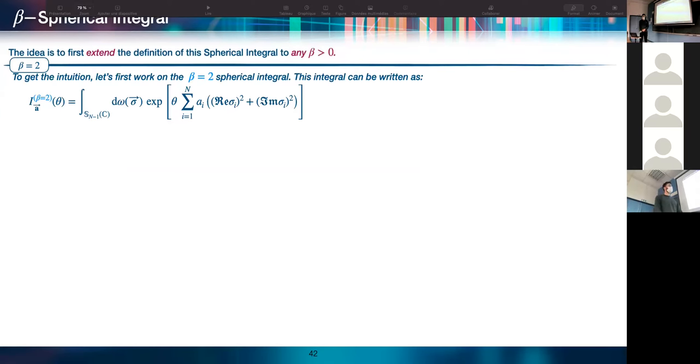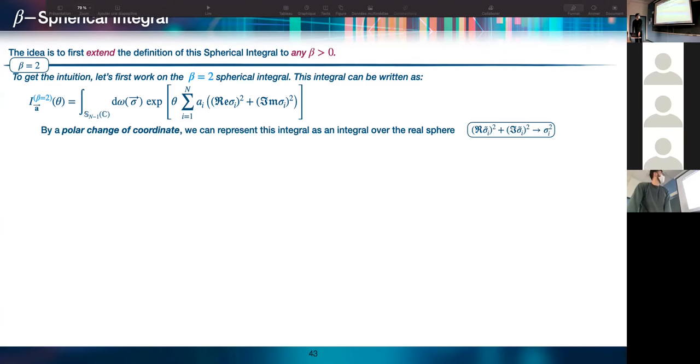And you see that it only depends on the square of the real part and the square of the imaginary part. So when you see this, if you want to go to the real sphere, you do the polar change of coordinates. You say that this quantity here is the square of a new variable, which I call, again, sigma squared. And when you do so, you can represent your integral as an integral over the real sphere.